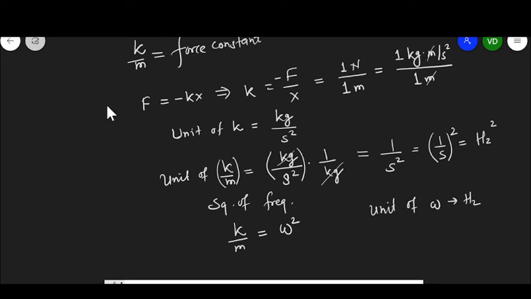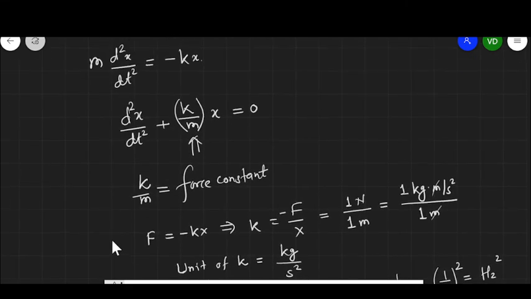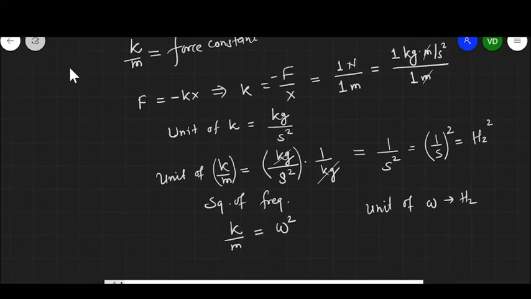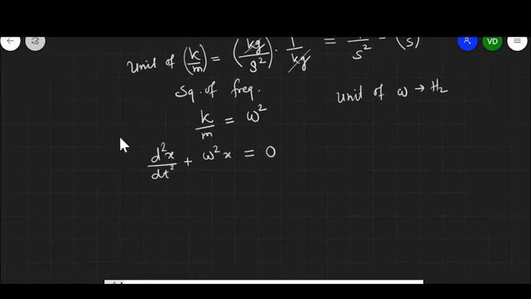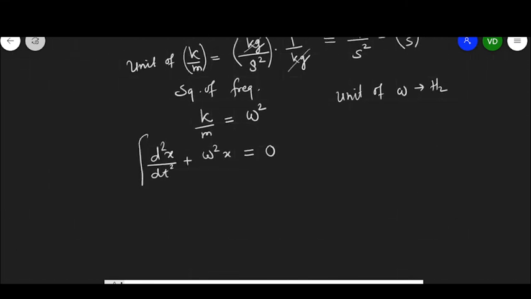Okay. Now let us put this value in this equation. So what we get is d2x by dt square plus omega square x equal to 0, and that is the equation for the motion of an oscillator, any oscillator, a harmonic oscillator.